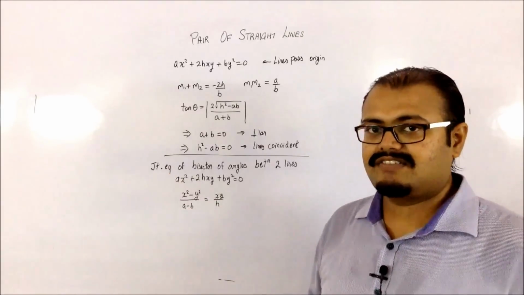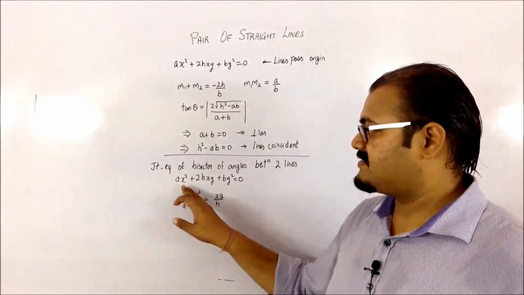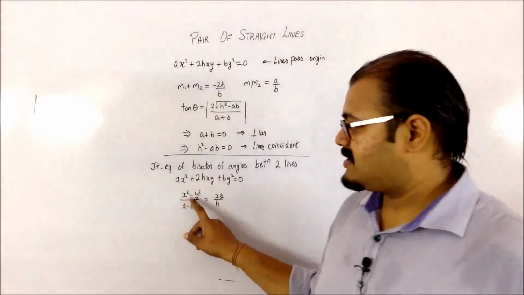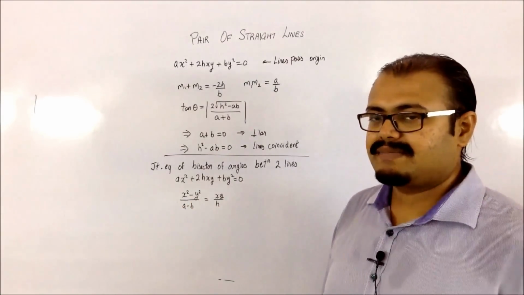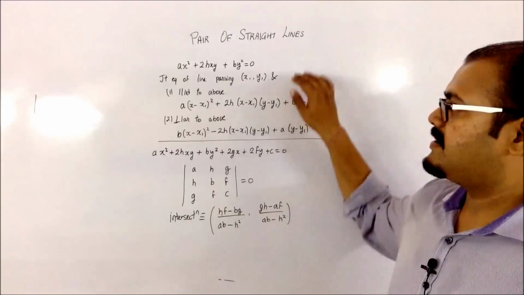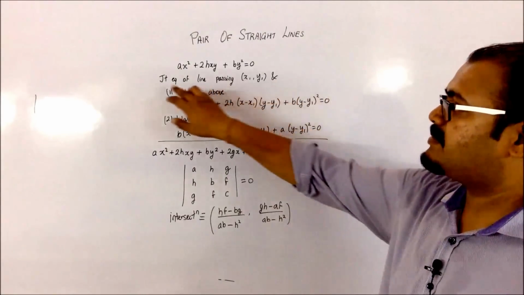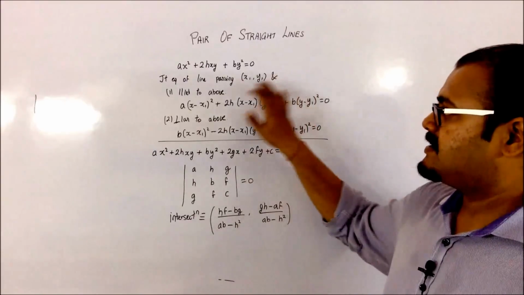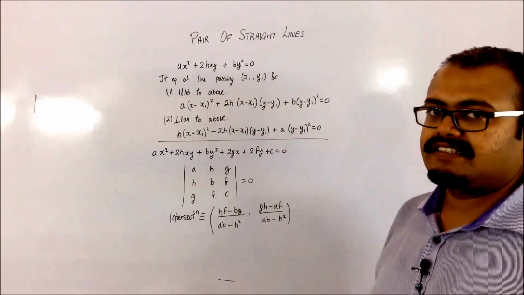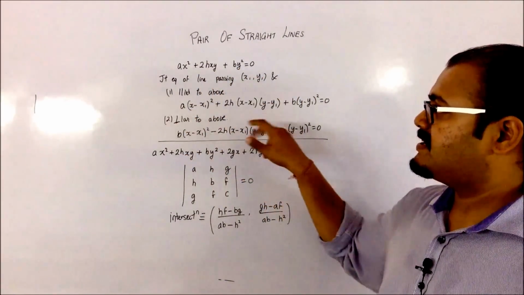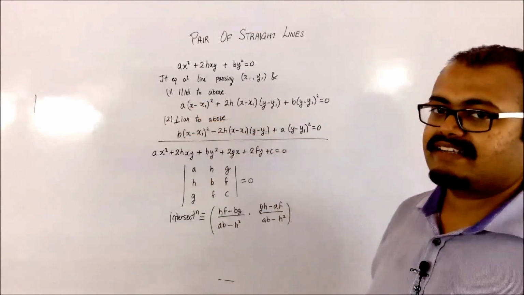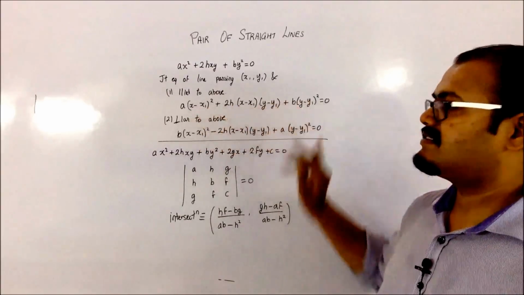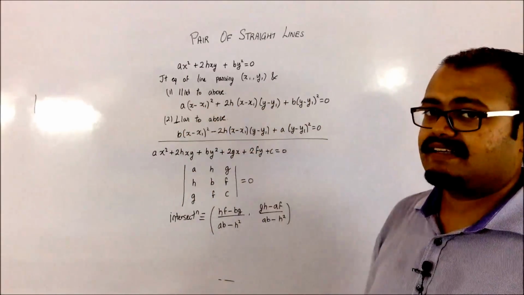Next is the joint equation of the bisector of the lines, which will be given by this equation: x square minus y square upon a minus b is equal to xy upon h. Now in this set of equations, if I have a joint line which is passing through this particular point and is going to be parallel to this pair of lines, then I will just replace x by x minus x1 and y by y minus y1, keeping everything else the same. That is for the case of parallel lines.